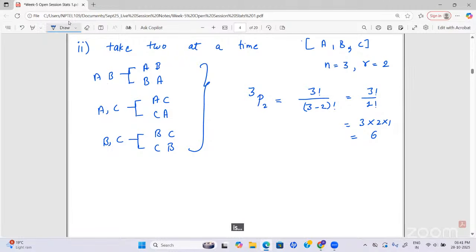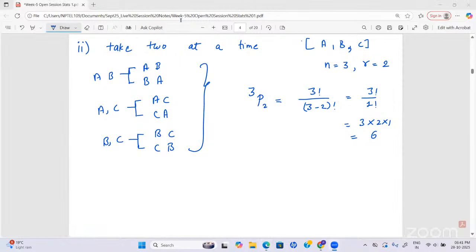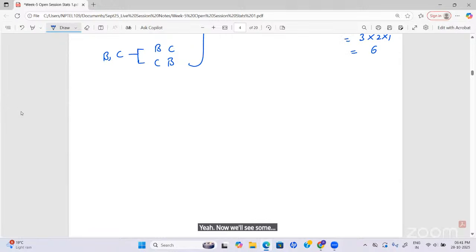Yeah, just give me a minute. Yeah. Now we'll see some cases for permutation.